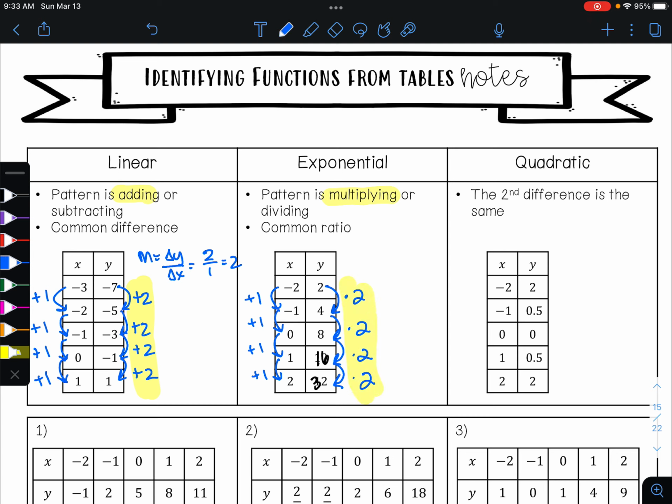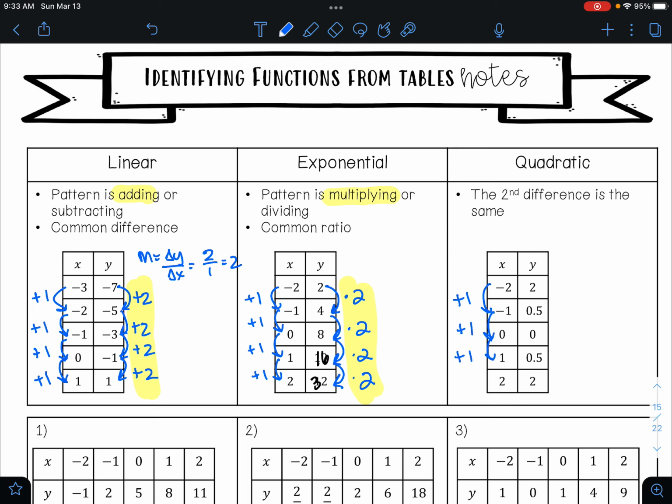Now let's look over here at this quadratic. To go from -2 to -1, I add 1. From -1 to 0, I add 1. 0 to 1, I add 1. And 1 to 2, I add 1. To go from 2 to 0.5, I subtract 1.5. To go from 0.5 to 0, I subtract 0.5. To go from 0 to 0.5, I add 0.5. And to go from 0.5 to 2, I add 1.5.